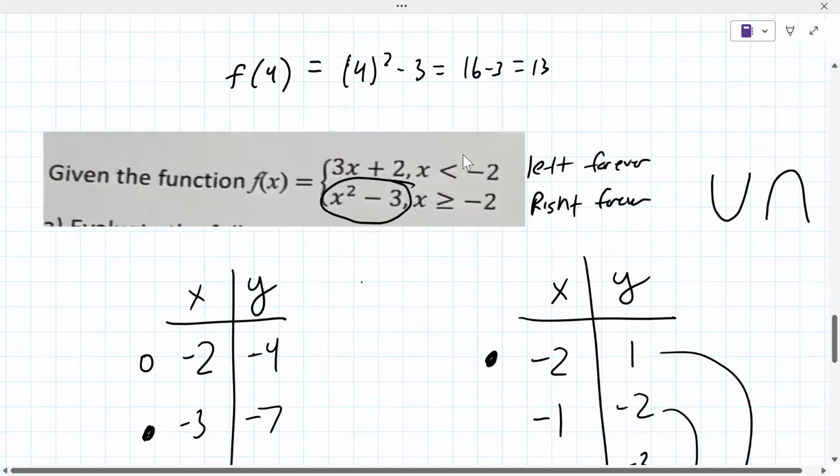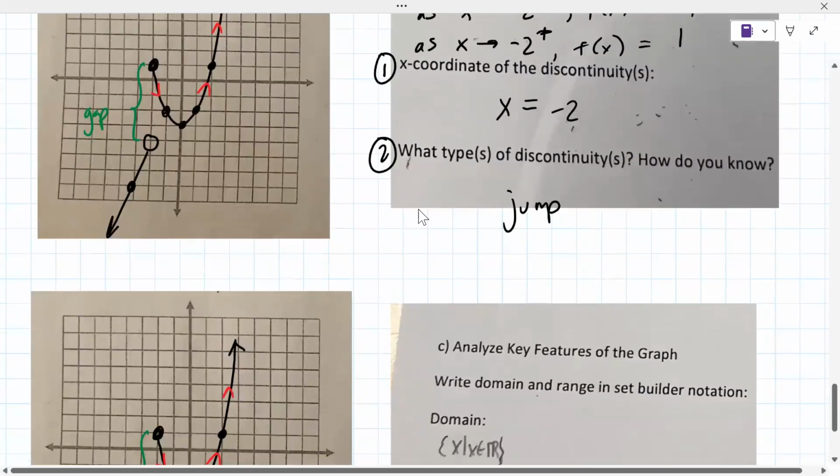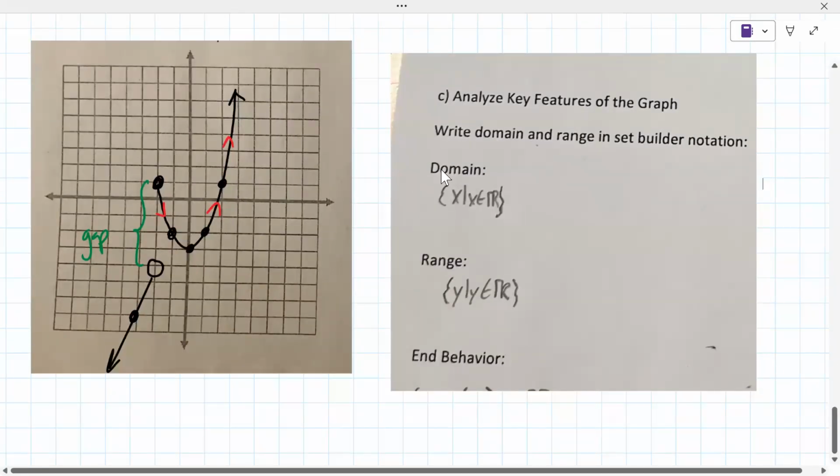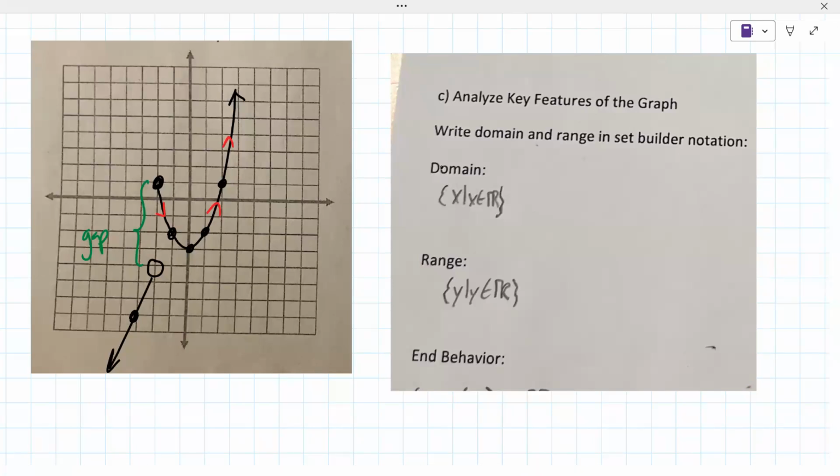The original function says use the first piece for x less than -2, the second piece for x greater than or equal to -2. There is this breakpoint at -2, but the overlap is here with the equal to. So even though one is less than and the other greater than, because there's this line, it covers everything. So domain is different than discontinuity. The domain here is all real numbers.